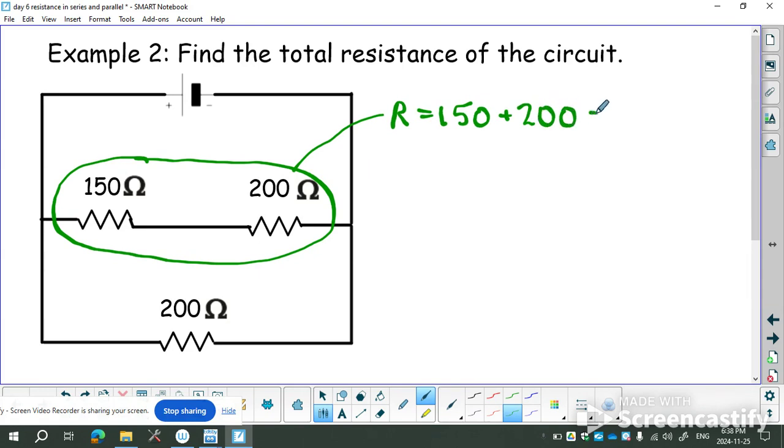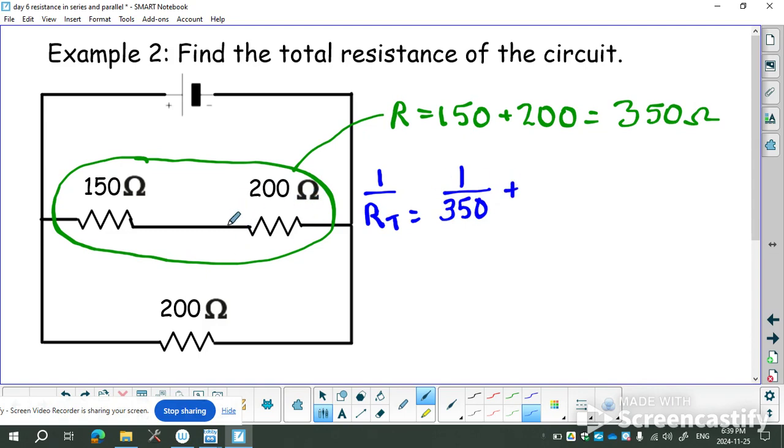And this section will have a resistance of 350 ohms. However, this section is in parallel with this 200 ohm resistor. So to find the total resistance of the entire system, I need to consider the resistance equation for parallel. I would use this equation where 1 over the total is equal to 1 over the first section, which is the green circled section, plus 1 over the 200, the one that is there on its own.